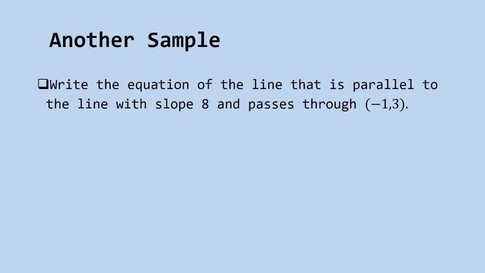Let's write the equation of a line that is parallel to the line with slope 8 and passes through -1, 3. So my new line that's going through -1, 3 has a slope that's related because it's parallel. Because the 2 lines are parallel, that means they'll have the same slope. So my new line has slope 8 and goes through point -1, 3. Again, I can use either the y equals mx plus b form or the point-slope form. I'll go ahead and use y equals mx plus b on this sample.